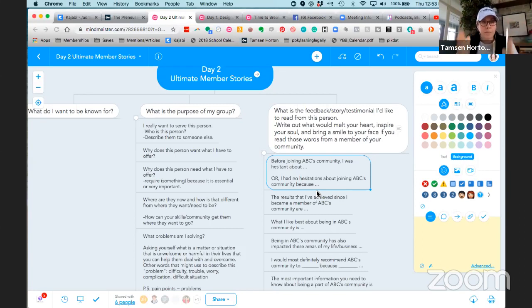Like it goes much easier. And it becomes very rinse and repeatable. It really does. It becomes rinse and repeatable.